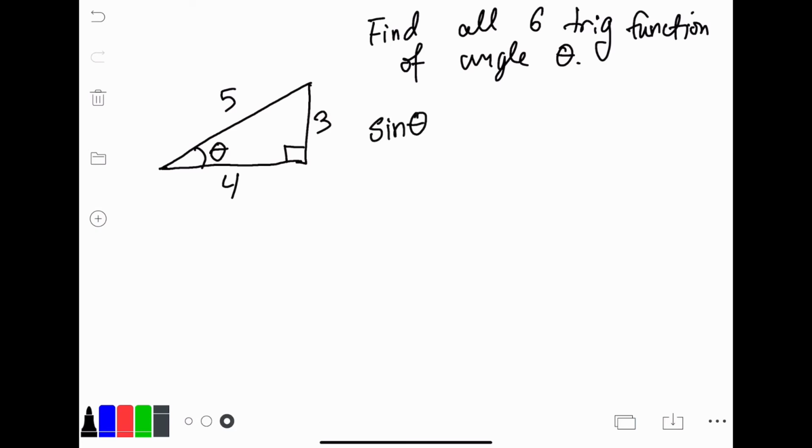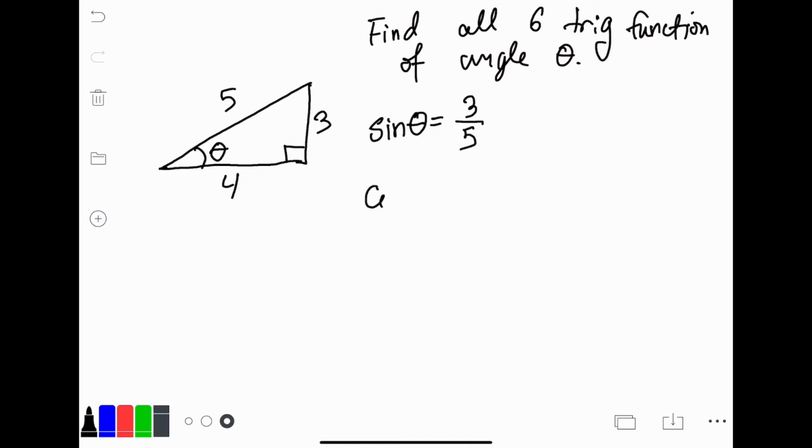So let's do the first one here. Sine theta. Sine of theta. Technically, this is not multiplying. This does not mean sine times theta. This means sine of theta. The input is angle theta, and the output is going to be the ratio of 2 sides. So if you remember, sine is the ratio of the opposite side to the hypotenuse. So sine of theta is going to be 3 over 5.